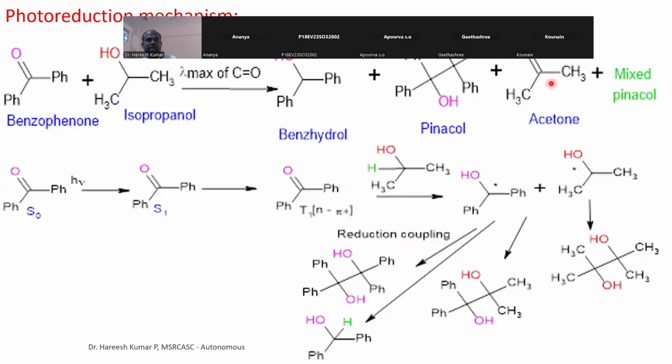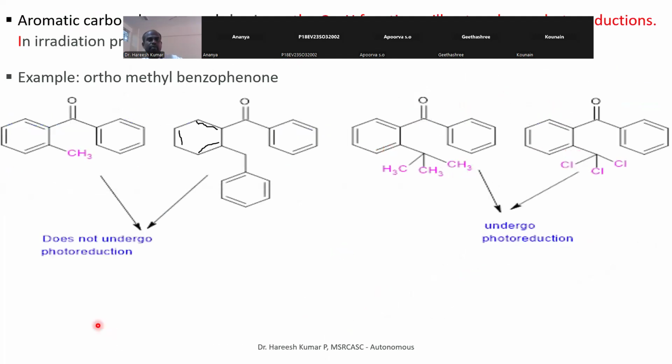So this is the overall reaction, and you can remember it: benzophenone is converted into benzhydrol, pinacol, and acetone, and also mixed pinacols. And this is again the mechanism. In this mechanism, one thing is common. What is that common thing? Carbonyl compounds are irradiated with light at the lambda max of the carbonyl compound. Initially, singlet is formed. Later, the singlet undergoes intersystem crossing and forms a triplet. The triplet abstracts a hydrogen radical and forms radical intermediates. These radical intermediates combine to form different products. Out of these products, benzpinacol will be the major product. The remaining are minor products.